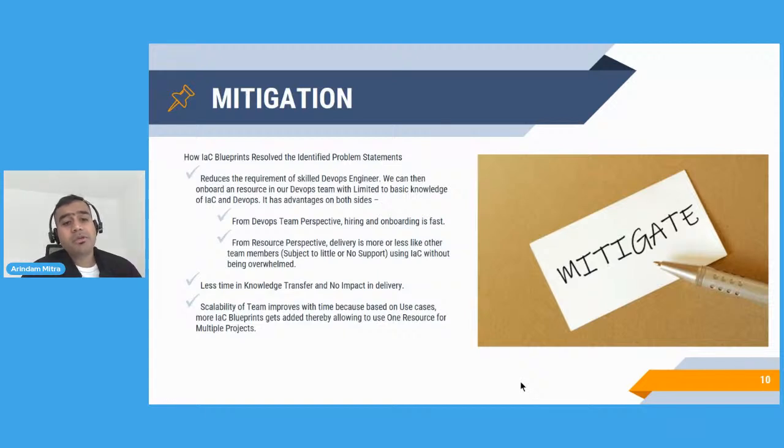And the scalability of the team also improves with time, because based on the use cases, more infrastructure as code blueprints will be getting added, allowing one resource for multiple projects. As I said, does it make sense to have a one-to-one mapping to projects? I don't see that it is a right fit. If you have the concept, the process, and the automations available, I strongly believe that the scalability of the team improves. These are a few problem statements which I think we can mitigate with infrastructure as code, modules, blueprints, and everything.